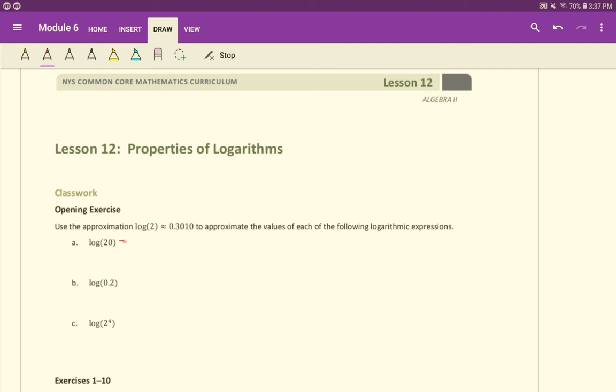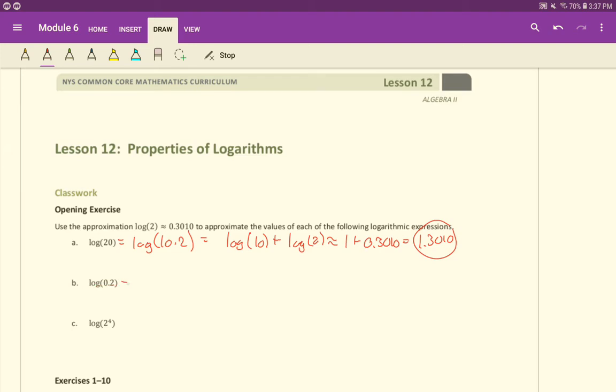So, for log of 20, how can we rewrite that just so it's just log of 2? Remember, log of 20 is log of 10 times 2, right? And because we have multiplication here, we know that that can be changed to addition between two logarithms like so. Log of 10 we know is 1. We know that log of 2 is approximately that 0.3010, and so we get 1.3010 as our answer there.